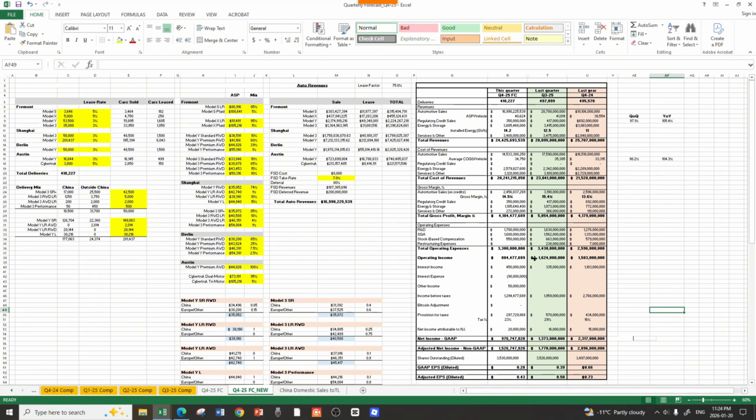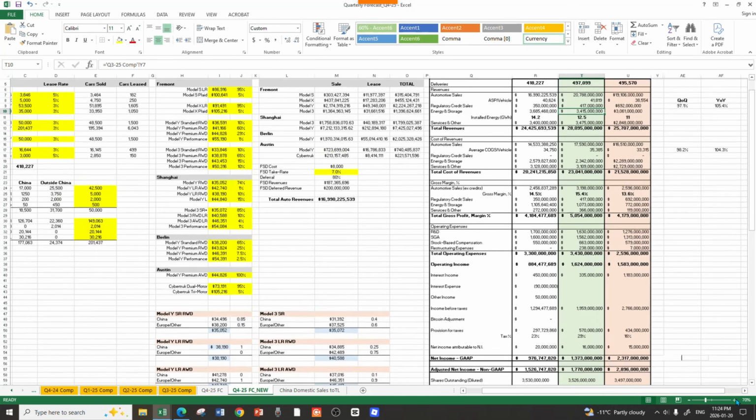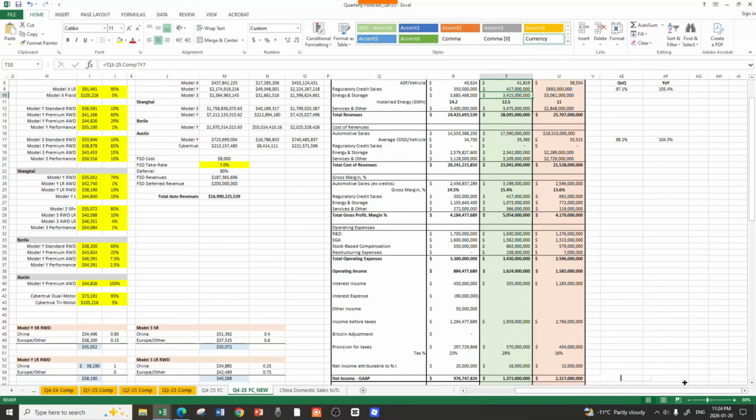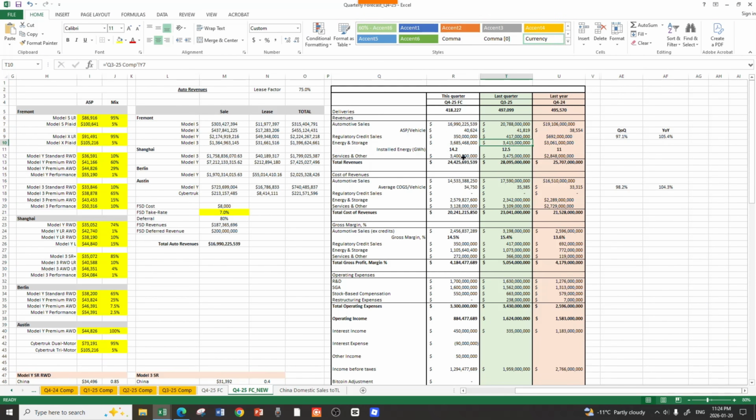This is what the income statement looks like here. In white is the forecast for this quarter. We have in green Q3 of 2025, so last quarter, just a comparison. And in red, we have the same quarter this time last year. So I'm going to make this a little bit bigger, and essentially we'll be going through the different numbers line by line.